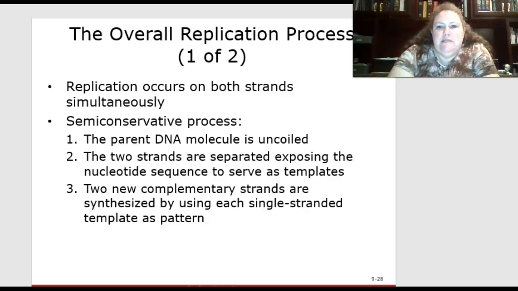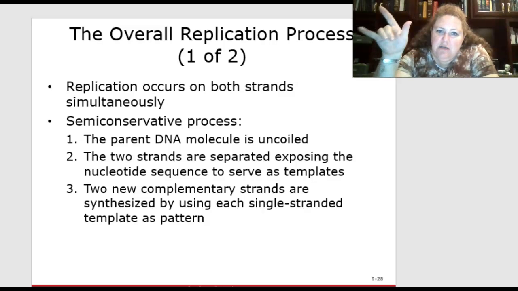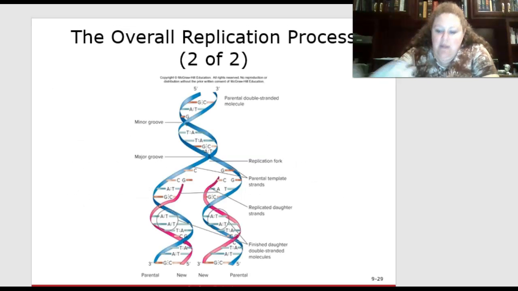So what is the overall replication process? Well, replication occurs on both strands simultaneously, so at the same time. And this is a semi-conservative process. This means that the parent DNA molecule is uncoiled or unraveled, because remember, they're tightly spiraled around those nucleosomes. Then those two strands, because it's a double helix, right, are going to be separated, and that's going to expose the nucleotide sequence, ATCG, right, to serve as the template. And then we have two new complementary strands that are going to be synthesized by using each single-stranded template as a pattern. And that can be seen here.